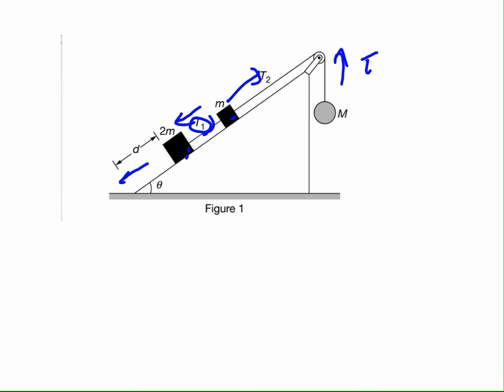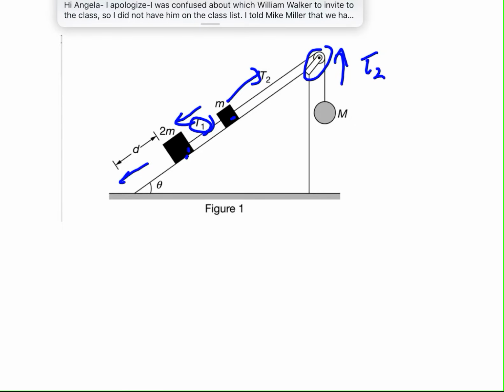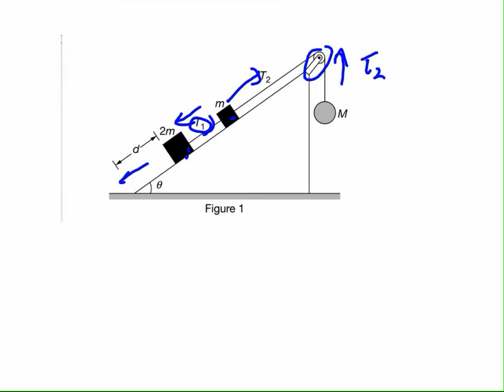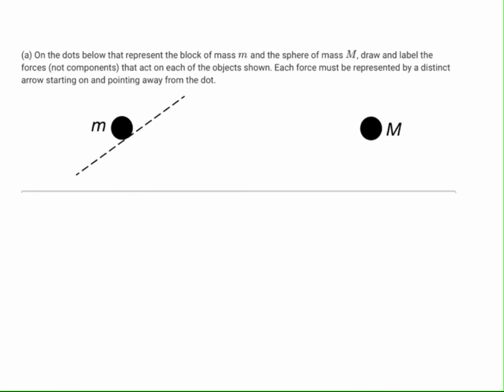We can argue, since we're not worried about this having any sort of mass or moment of inertia or anything, that T2 here and T2 here are the same, right? And then we have the force of gravity acting on big M over here. Now, question A just asks for a free body diagram.